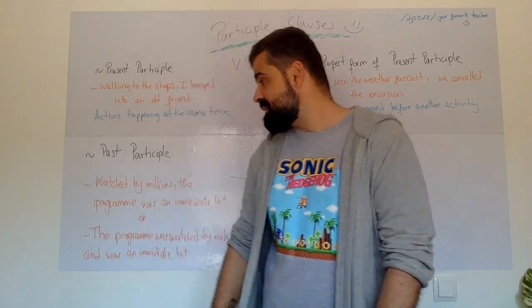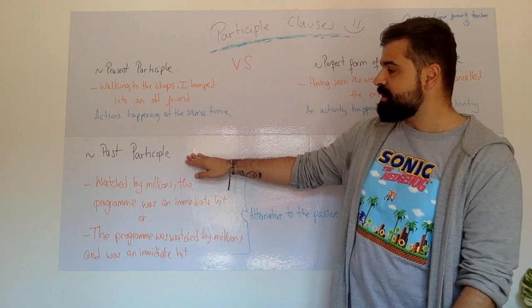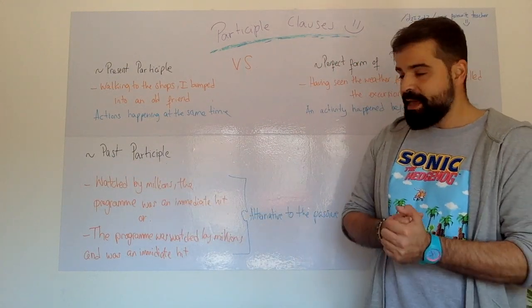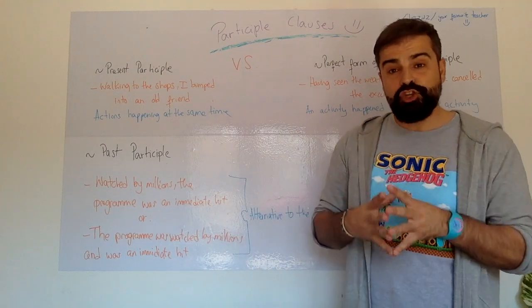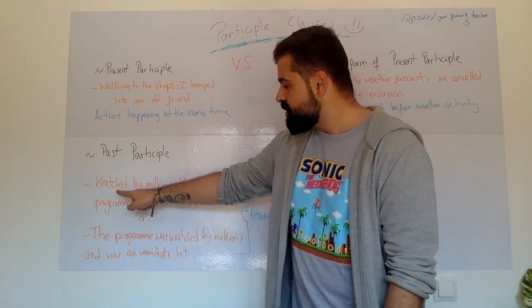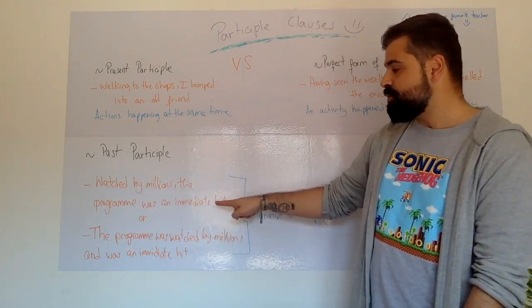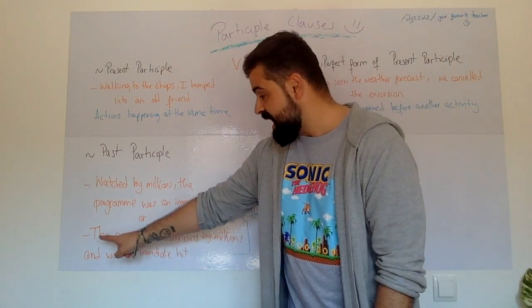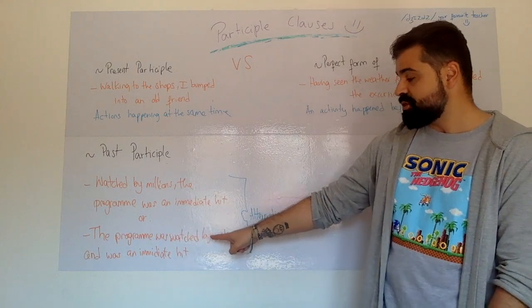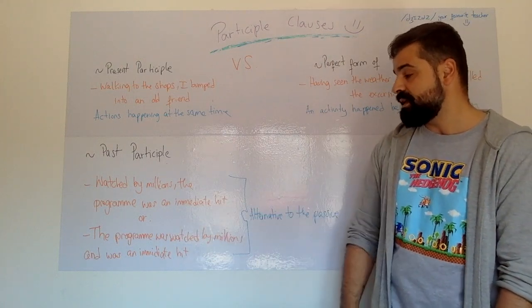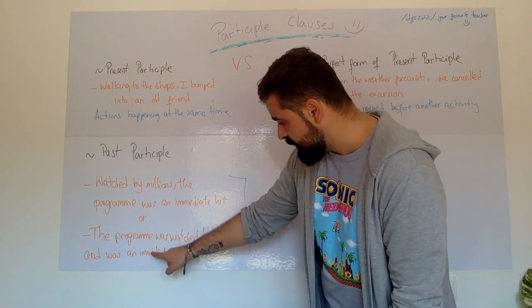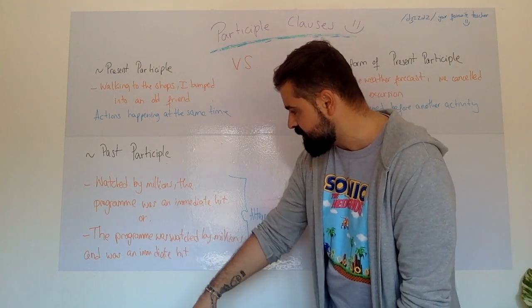And in this third part of the explanation, we have the past participle that is just a way to make a passive sentence shorter. Like, for example, watched by millions, the program was an immediate hit, is just another way to say that the program was watched by millions and was an immediate hit. And this is a "ni" and not an "I". This is a mistake here.